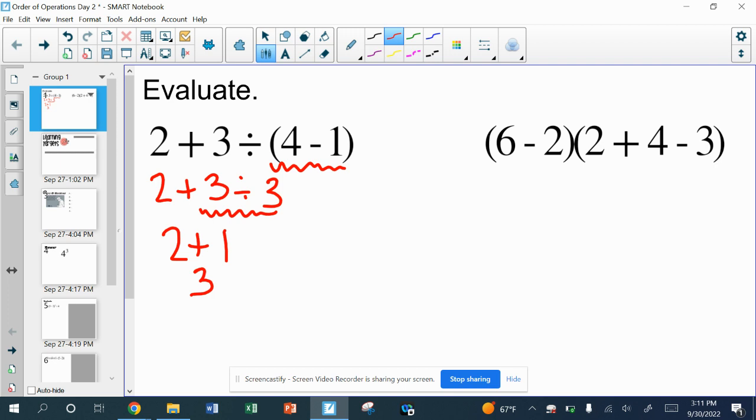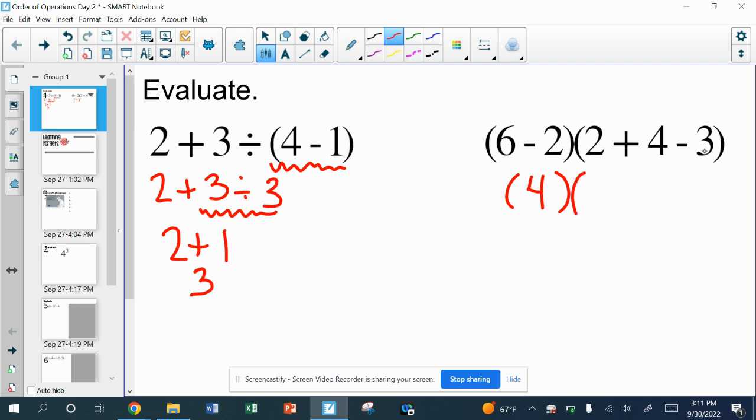And in our second problem, I have 2 sets of parentheses, and there's stuff to do in each set of parentheses. So 6 minus 2 in this first set of parentheses would just give me 4. I am, however, going to keep my parentheses because I've got 2 sets of parentheses right next to each other, which means I'm going to have some multiplication.